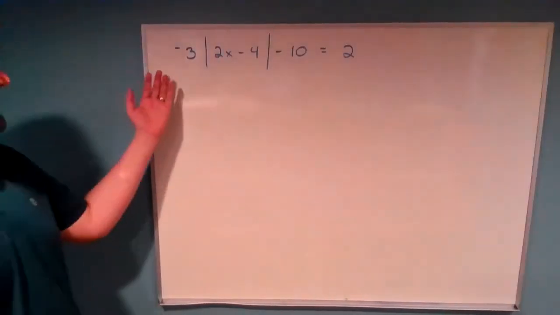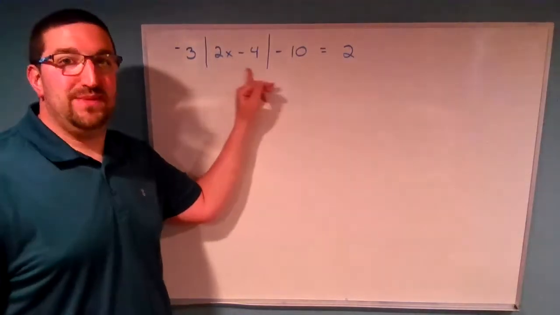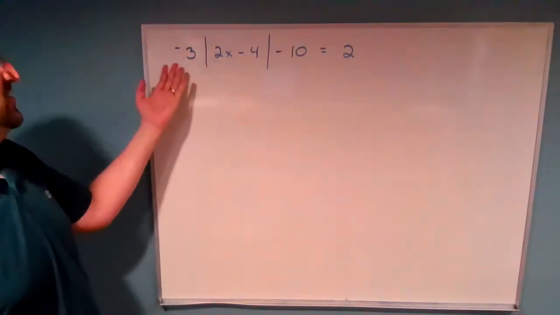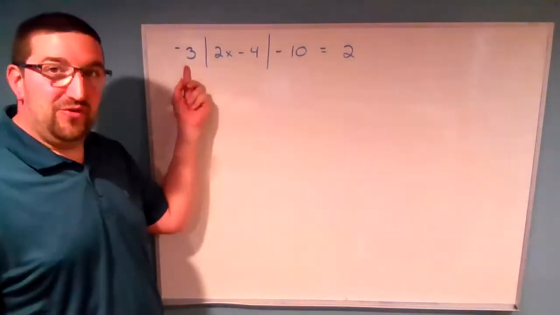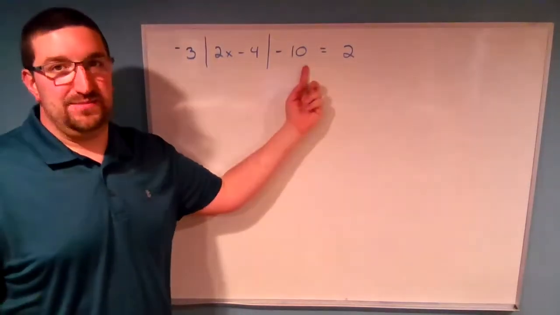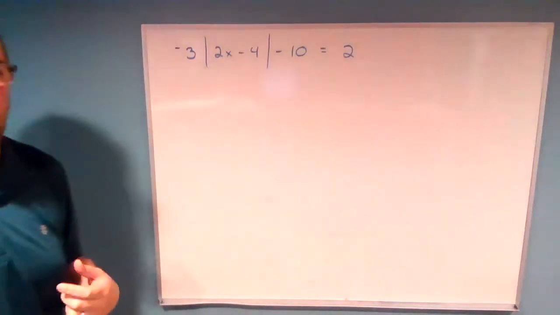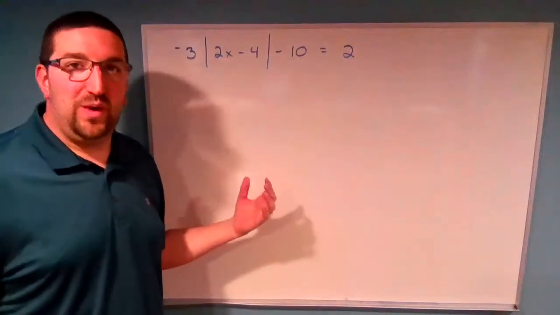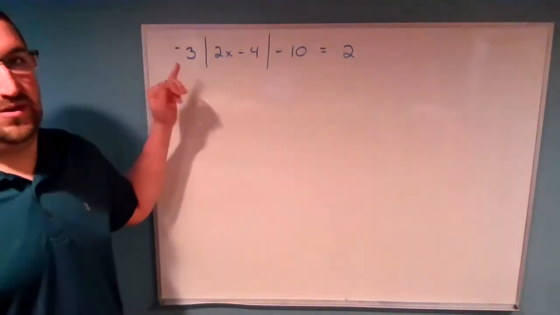Okay, the next problem we're going to look at is negative 3 times the absolute value of 2x minus 4 minus 10 equals 2. So just a step further from this, right? A step further than last time, we have a number out front and we have a number being subtracted, right? So we have to isolate this absolute value bar first. Same thing as solving a simple equation.